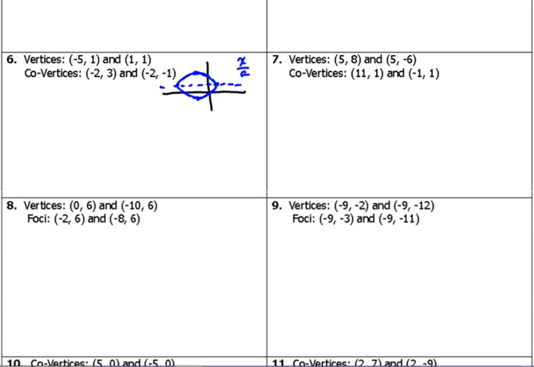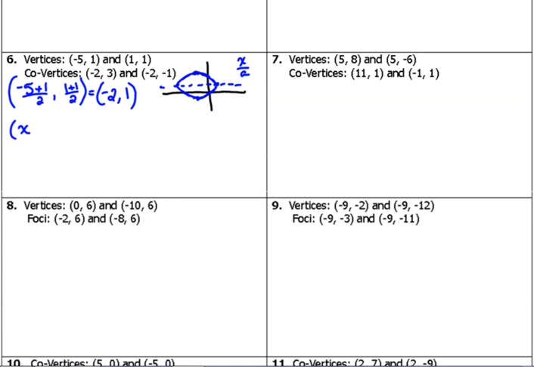All right, so use our midpoint formula to find the center. So midpoint, you add the x's and divide by 2. You add the y's and divide by 2. So -5 + 1 is -4. -4 divided by 2 is -2. 1 + 1 is 2. 2 divided by 2 is 1. So -2, 1 is our center.